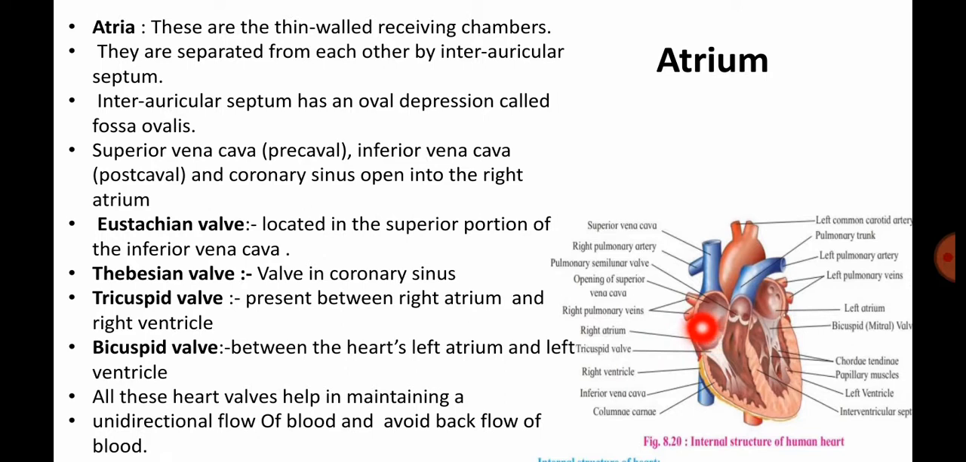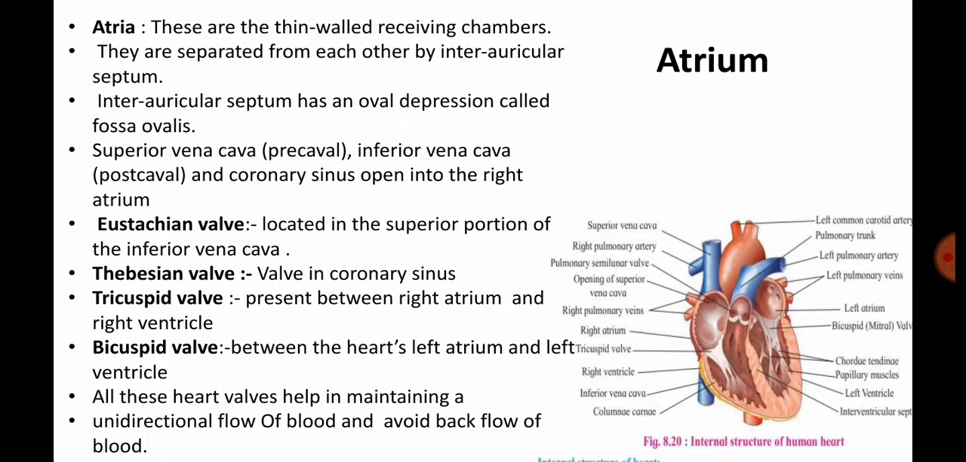The valve which is present between the right auricle and right ventricle is called the tricuspid valve, and the valve which is present between the left auricle and left ventricle is called the bicuspid valve. All these valves are there to prevent the backflow of the blood, such that blood flows in only one direction.